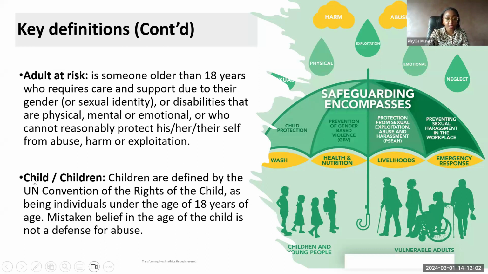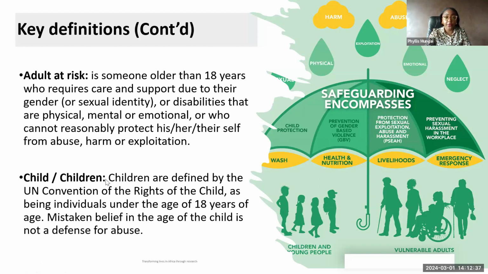Then we have child or children, and they are defined by the UN Convention of the Rights of the Child, in short UNCRC, as being individuals under the age of 18 years of age. So this is the definition by the UNCRC. However, it's important to note that in some jurisdictions, a child can be considered to be of 16 years of age and below.